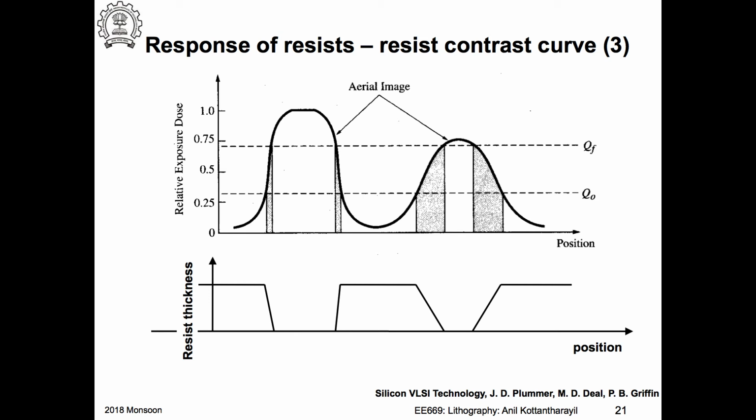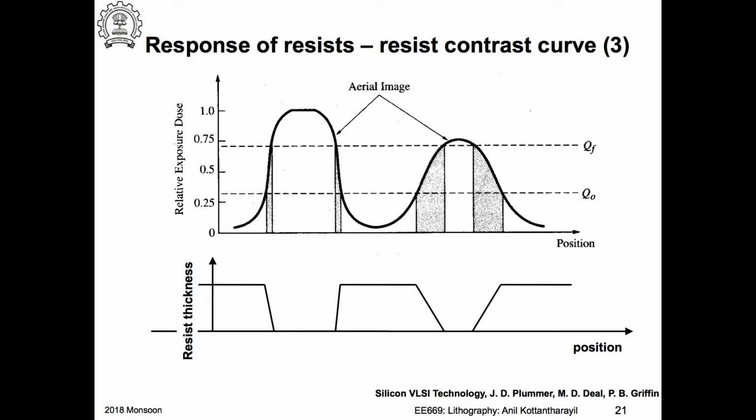So let us take this. So what would be the resist remaining in this range? All of it will remain, yeah, because you need a minimum dose of Q0 to be incident in that region for the resist to undergo sufficient photochemical reaction that you allow the developer to etch it. So here it would be flat, so whatever resist you deposited would remain, right?